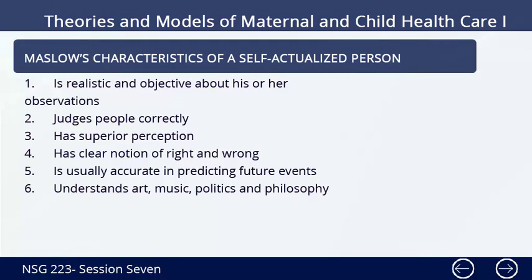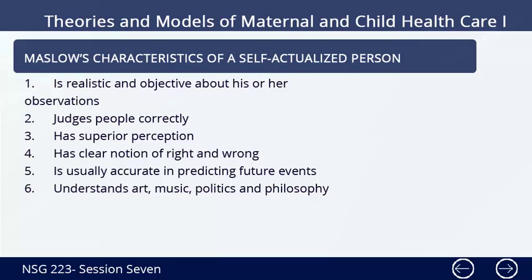Self-actualization. When the lower needs in the hierarchy have been relatively satisfied, an individual strives towards self-actualization. The fully self-actualized person has realized his or her full potential. Maslow's characteristics of a self-actualized person.